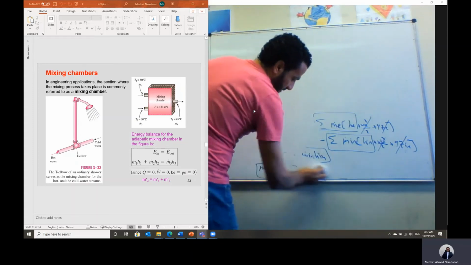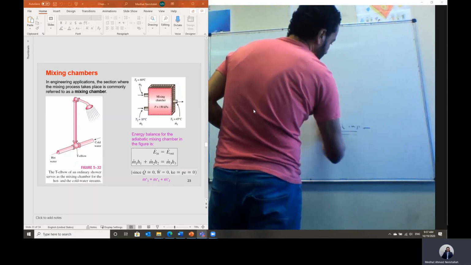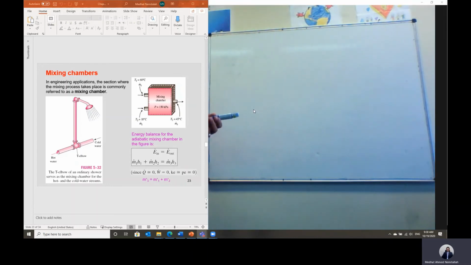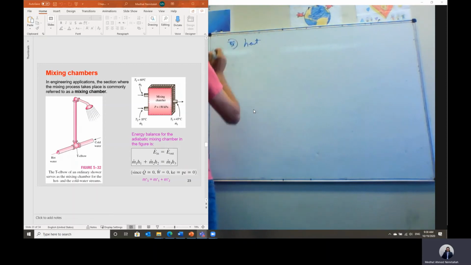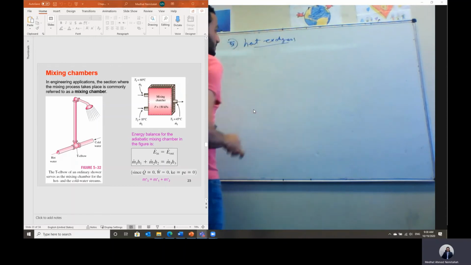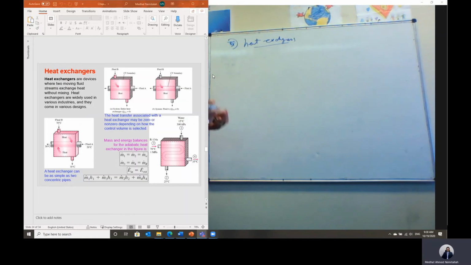So we have another steady flow device which is very similar to the mixing chamber, but in this case the two fluids do not mix. We have only heat transfer in this case, and that's why they are called heat exchangers. So I think this is the fifth set of steady flow device, when we have a heat exchanger. The idea of the heat exchanger is that we have also two fluids, hot fluid and cold fluid, but the two fluids do not mix. We just have heat transfer from the hot fluid to the cold fluid.